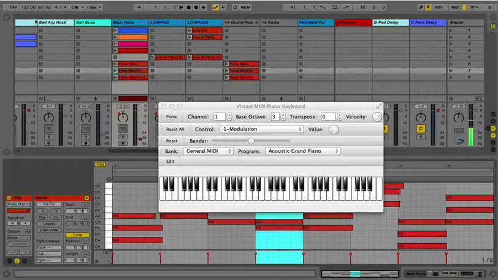So here are all 3 inversions. Here's the root, the first inversion, and the second inversion. So I don't know why that's stuck in red. Okay.